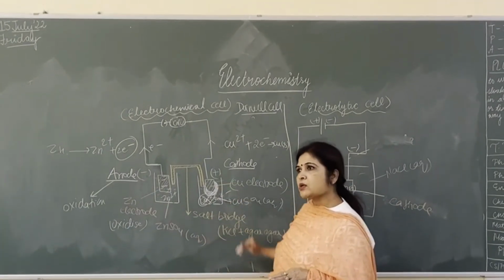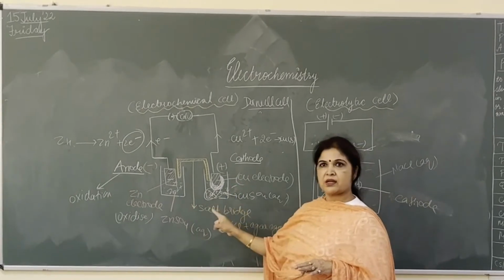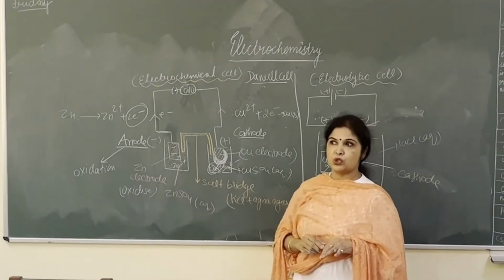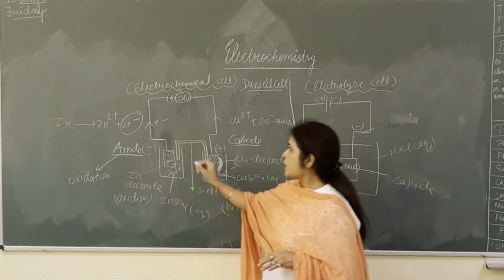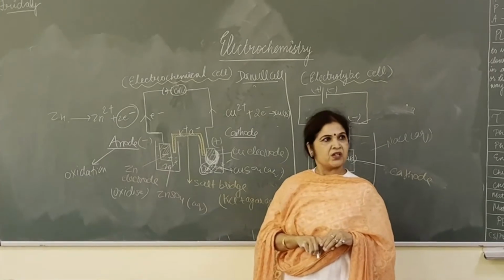So what is the role of the salt bridge? Two roles. One is it's completing the circuit, and second, maintaining the electrolytic neutrality of the solution. What is the meaning of that? What is filled over here? KCl, K plus and Cl minus, right?